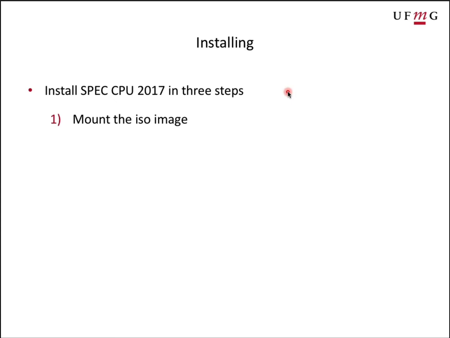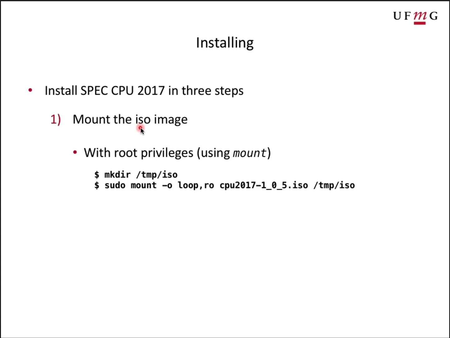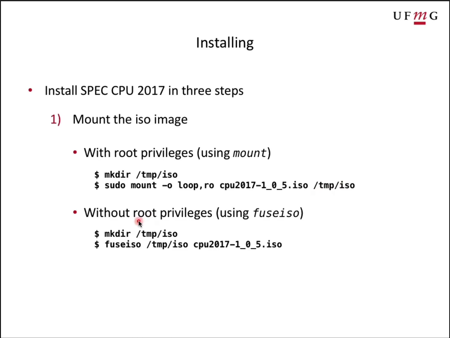So the next thing that we need is to install the SPEC. The first thing is to mount the ISO image. Sometimes, if you have root privilege, you can use the command mount, but you should use sudo to use this command. Using this, you can mount the disk image. And if you don't have root privilege, there is a utility called fuseiso that lets you mount the disk image more easily. But the system must have this tool. So I put these 2 options here.